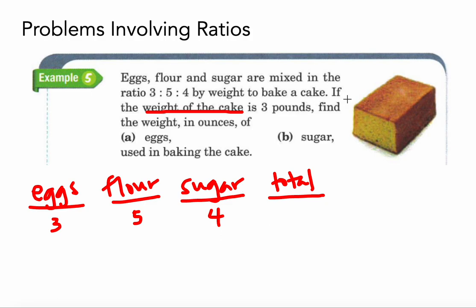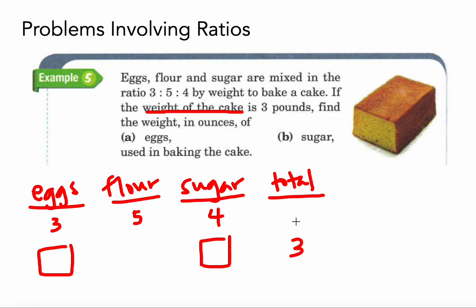Okay, so in this question, they're asking if the weight of the entire cake, the total cake, is 3 pounds, find the weight in ounces of the eggs and the sugar. Okay, so I'm going to put the total here because they want to know the weight for the eggs. I'm going to put a box here. And the sugar, if the total weight of the cake is 3 pounds.